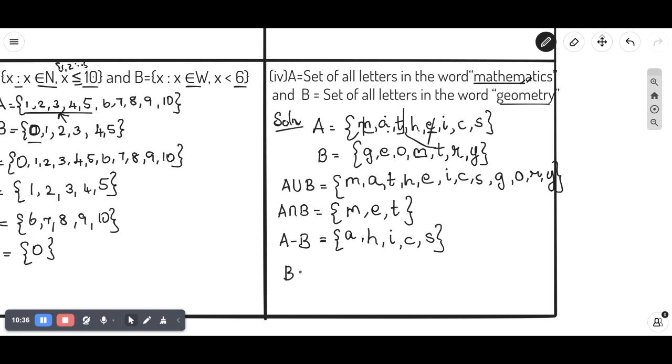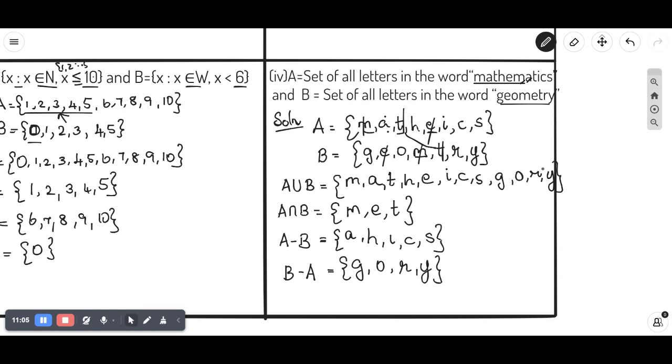Then B minus A. B minus A means write all the elements of B, while writing, please exclude A elements. So let us start writing. G is not there. E is there, so excluded. And then O is not there. M is there, so excluded. And then T is there, excluded. And then R is not there, and then Y. So this is your set B minus A.